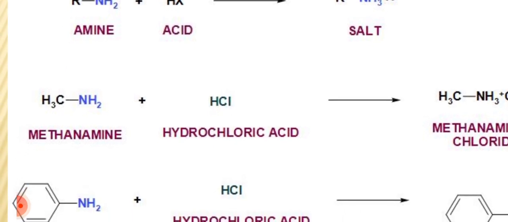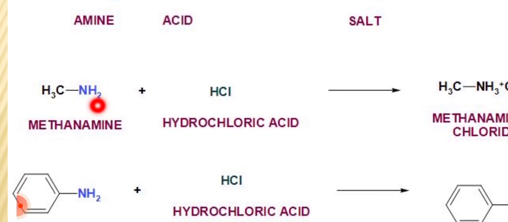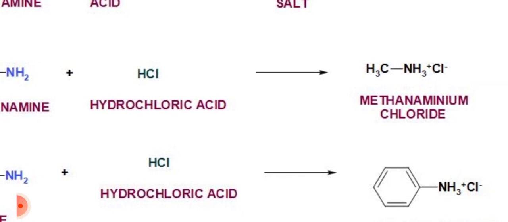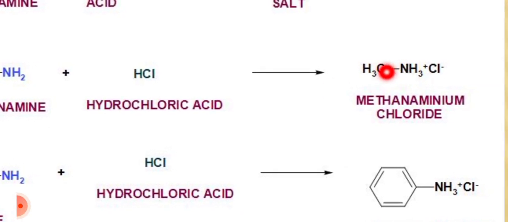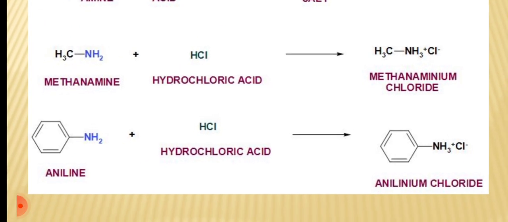Let's see the first example. Methanamine on reaction with hydrochloric acid gives formation of this salt, which is called methanaminium chloride. Likewise, aniline on reaction with hydrochloric acid gives formation of anilinium chloride. Both are salts where the positive charge is on the nitrogen.